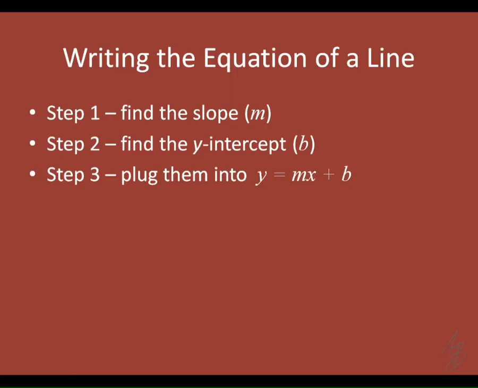So when we want to write the equation of the line, there's two things we need to know. We need to know the slope, and we need to know the y-intercept. So these are the steps that we'll take. We'll find the slope. We'll find the y-intercept. Really, step 1 and step 2 are interchangeable. You can do either one of those first, sometimes. Sometimes you can't. And then we'll plug those two things into the equation y equals mx plus b to get the equation.